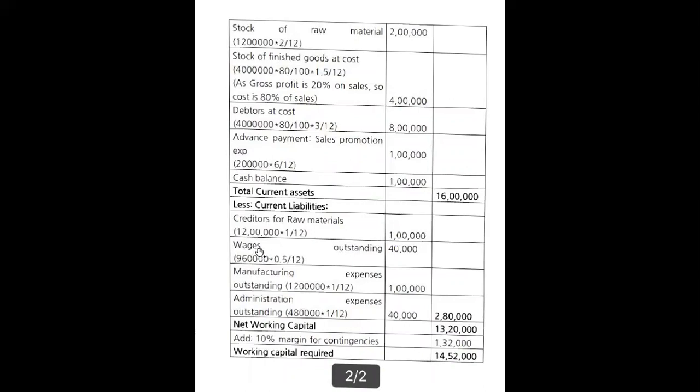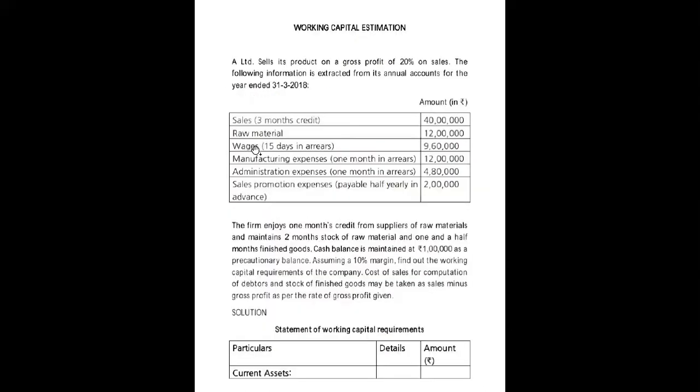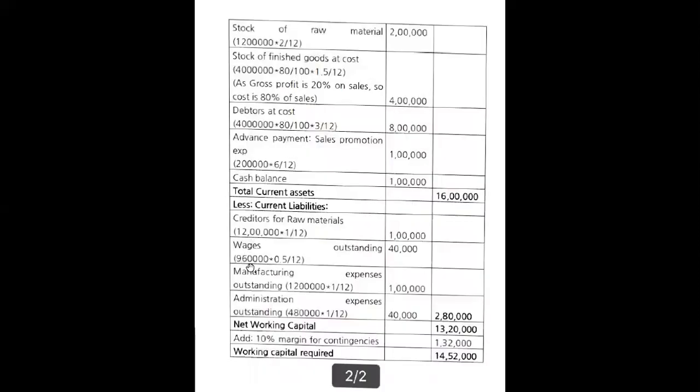Next current liability is wages outstanding. In the question it was given wages are 15 days in arrears. So we have 9 lakhs 60,000 as the wages for the entire year, and we can calculate 15 days wages. We have 9,60,000 multiplied by 0.5 divided by 12. Wages outstanding is 40,000.